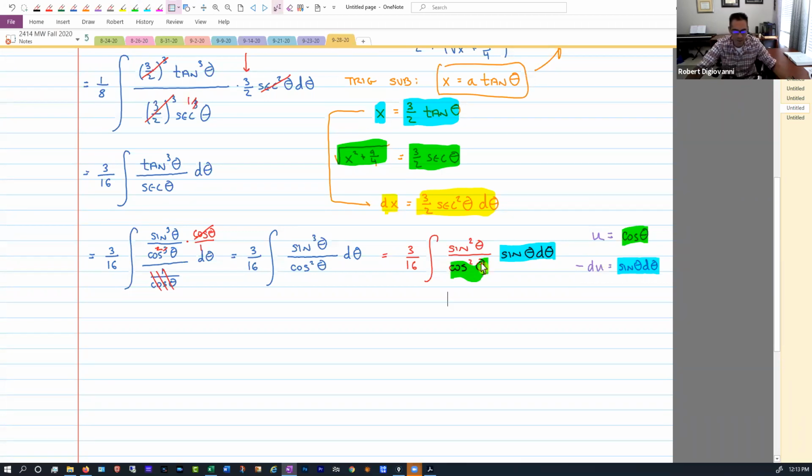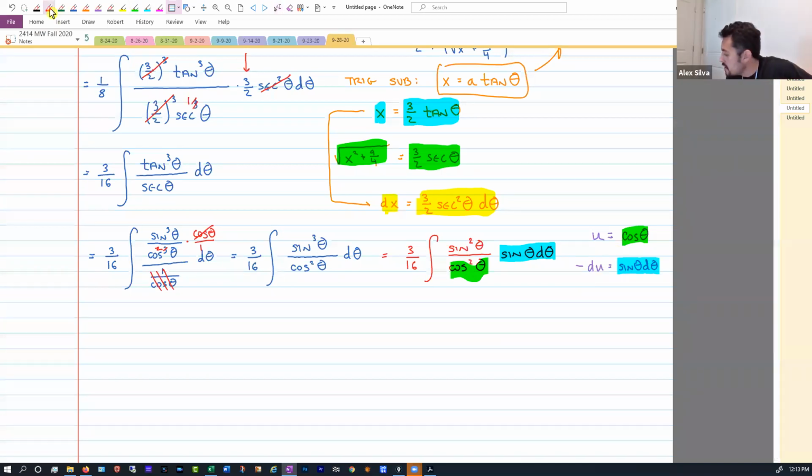So the only thing left to deal with is that sine squared up top, because you can't use any of this. You've already used it. So you want to try and see if there's a way to get this sine squared in terms of cosine.